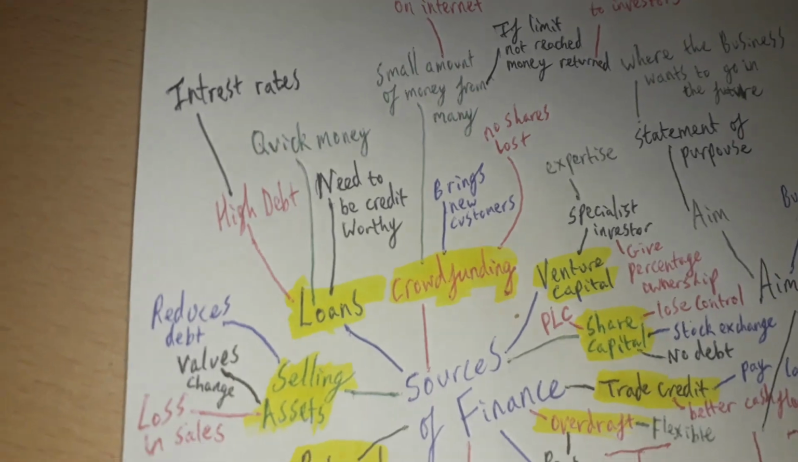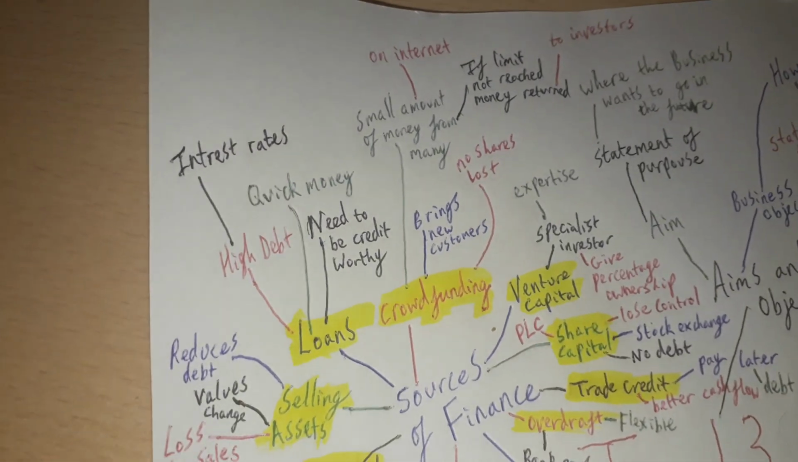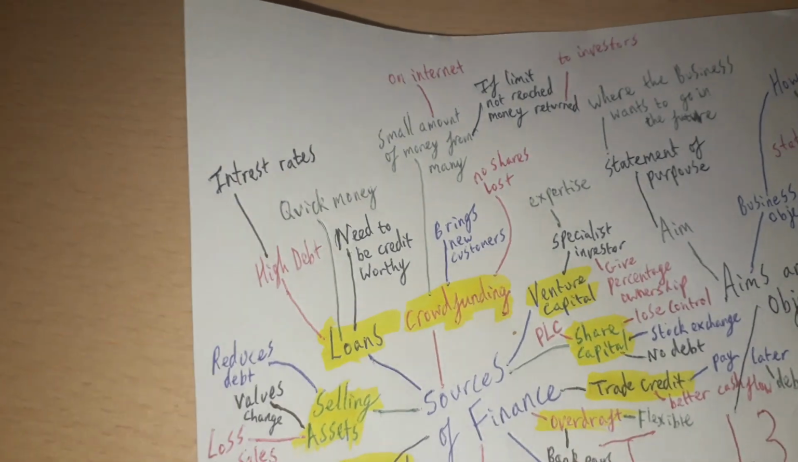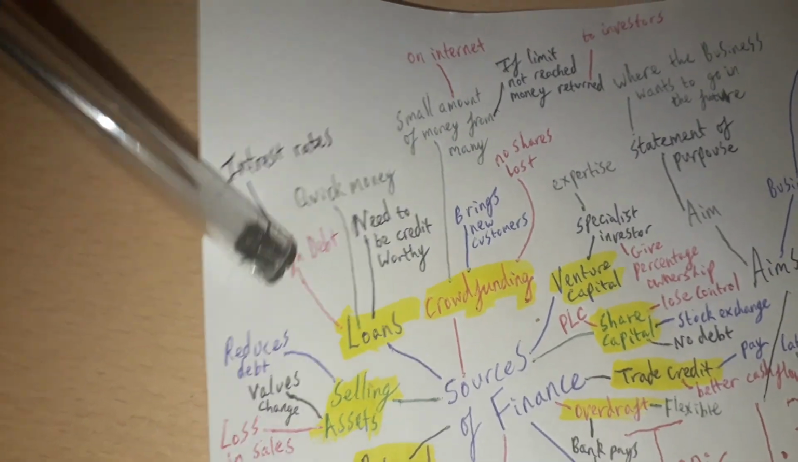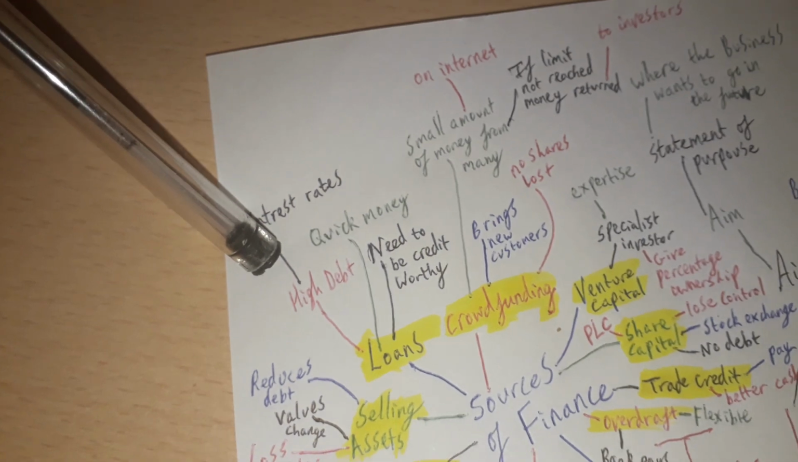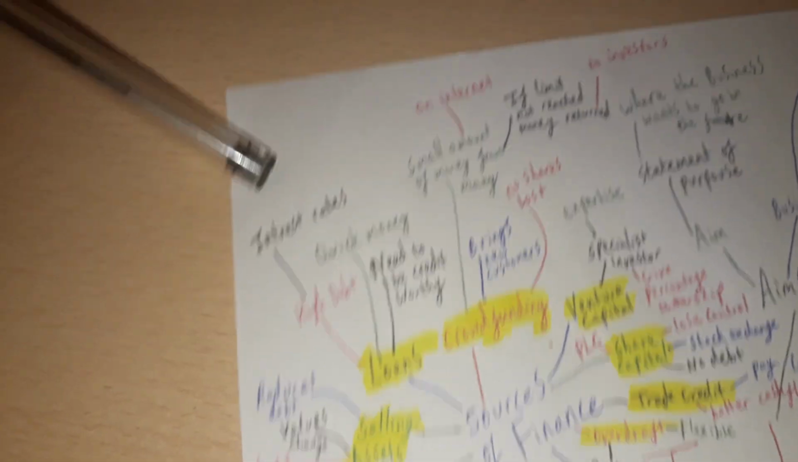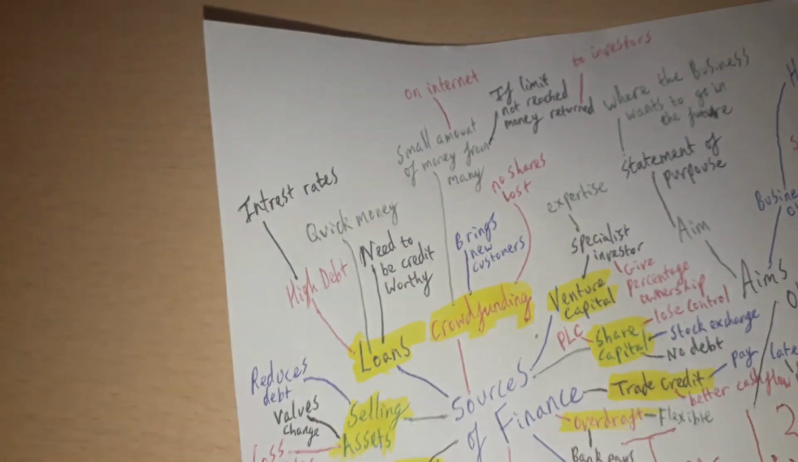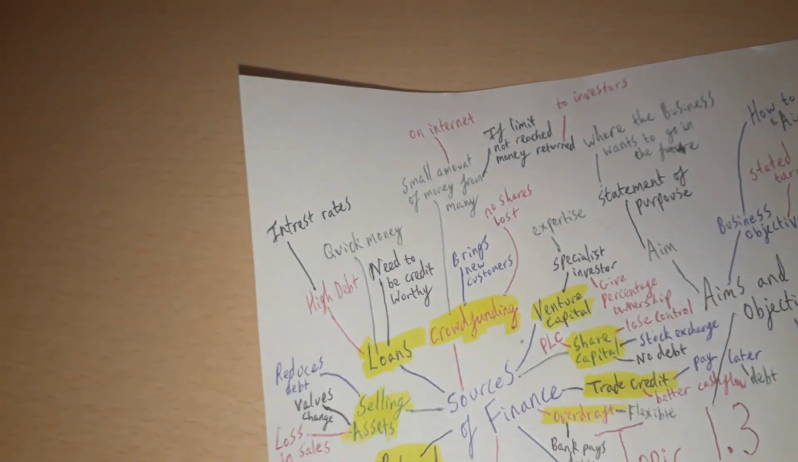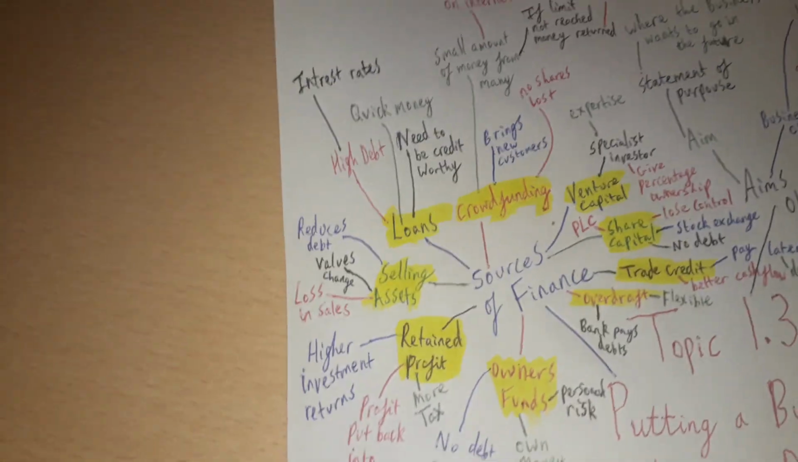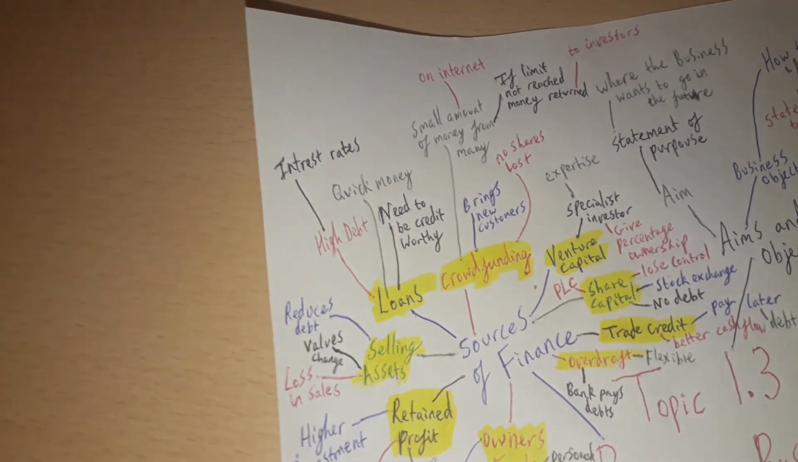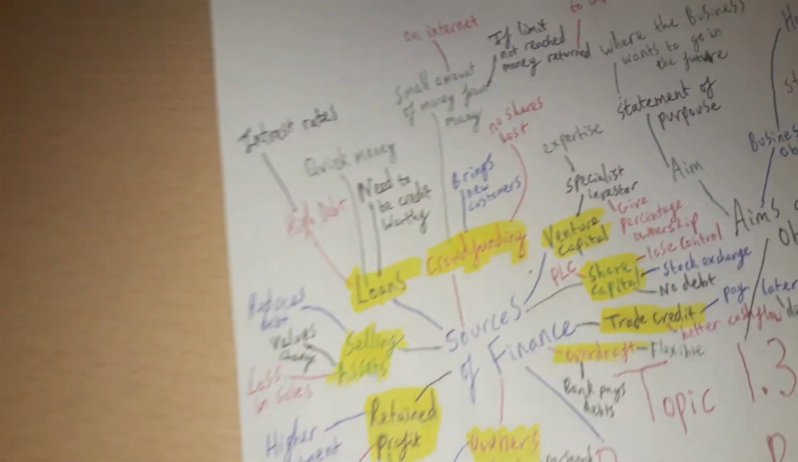Next, let's look at loans. So we all know what loans are. It's where the bank pays you money and you have to pay them back with interest rates. However, the really bad thing about them is they have high debt, and also due to the interest rates, and also the business needs to be deemed creditworthy by the bank, which means the bank has got to think your idea will make them the money back, and it has to have a good credit score, so a good past with other banks. If it doesn't, they might fail to give it to you.